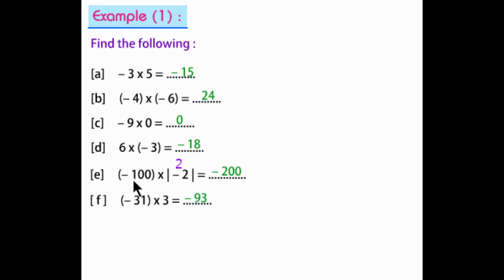E. Negative 100 times absolute value of negative 2. At first find the value of the absolute value. Absolute value of negative 2 is 2. Negative times positive equals negative. 100 times 2 equals 200. F. Negative 31 times 3. Negative times positive equals negative. 1 times 3 equals 3. 3 times 3 equals 9. Then negative 31 times 3 equals negative 93.